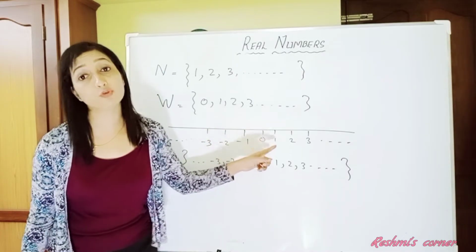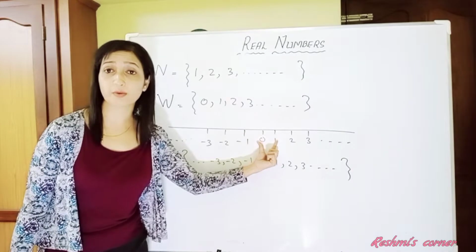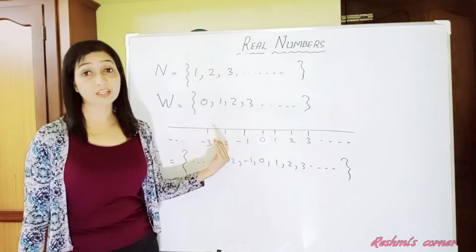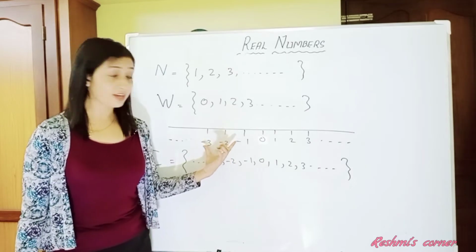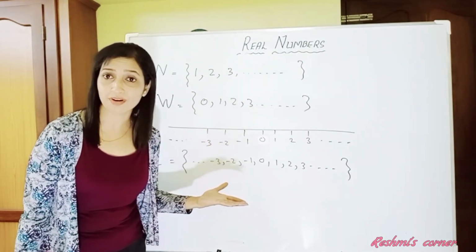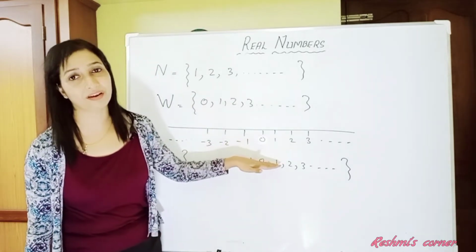What if I'm asked to represent 0.5? I can represent it on a number line. It lies somewhere between 0 and 1. What if I'm asked to represent -2.5? It lies somewhere between -3 and -2. I can represent it on a number line. So all the numbers which I can represent on a number line are called the real numbers.